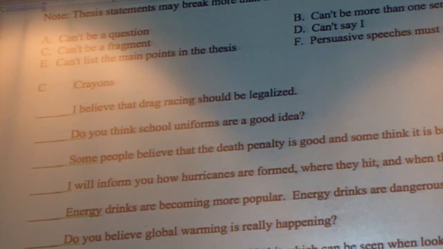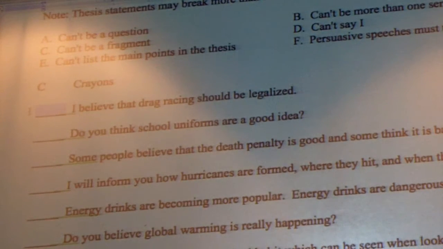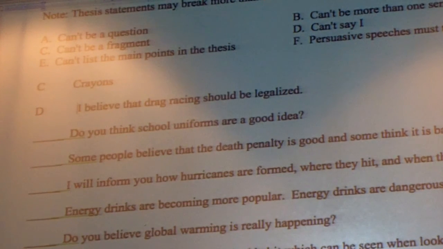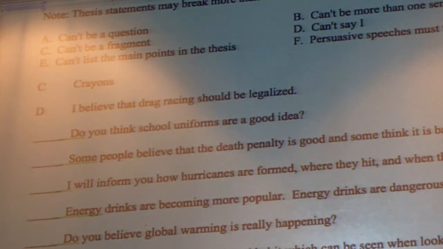Okay, let's walk through together here. I believe drag racing should be legalized. Is it a question? Nope. Is it more than one sentence? Is it a fragment? Does it say I? Yes. Did it list the main points in there? No. And is it persuasive? Are they trying to convince me of something? Yes. Do I know what side they're on? Yes, I do. They believe it should be legalized, right? So it was persuasive and they took a stand, so the only thing that's wrong is that it said I.